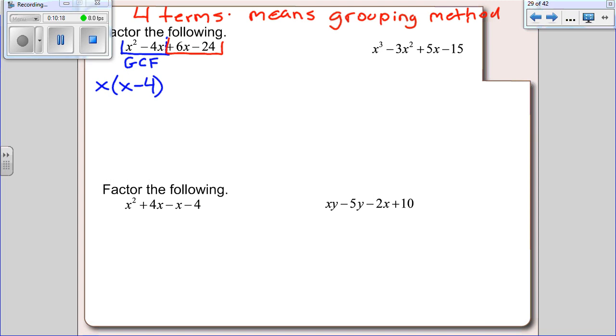If I look at the red side, is there a GCF that can come out on the red side? 6 and 24, there's got to be a number that can go into both of those. So what number can go into both of them? Yeah, 6. In this case, I'm going to say it's a positive 6, and I'm going to definitely clarify that it's a positive. So plus 6, and I'd be left with x minus 4.